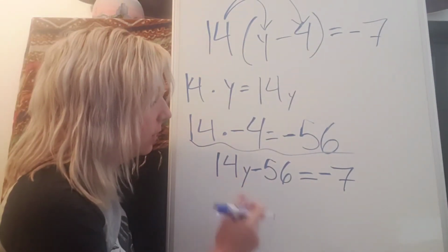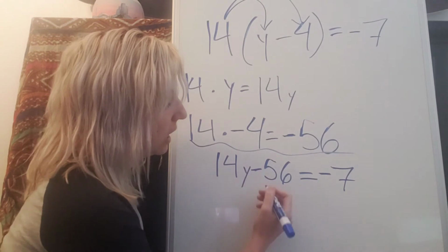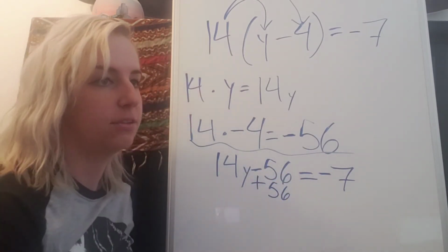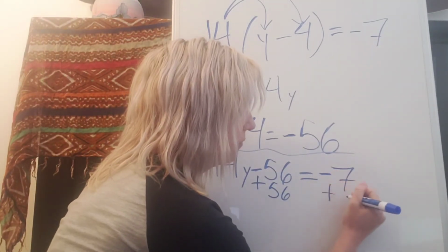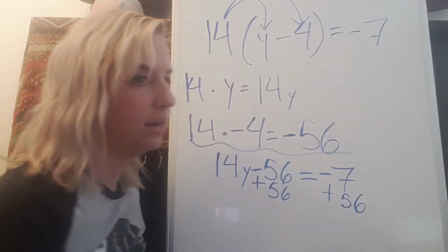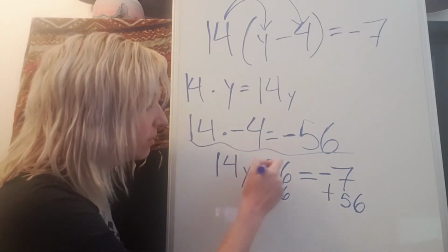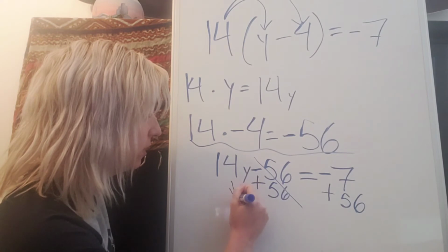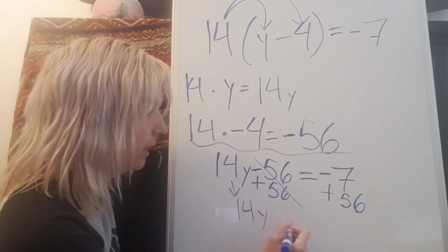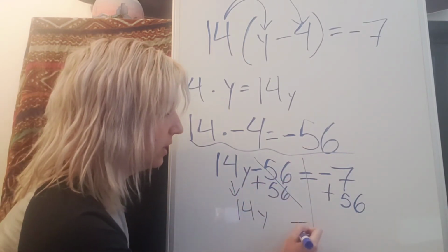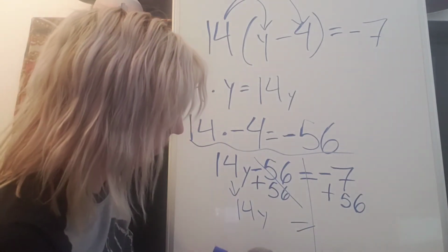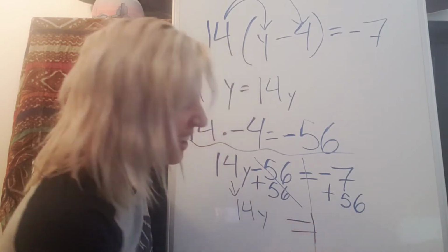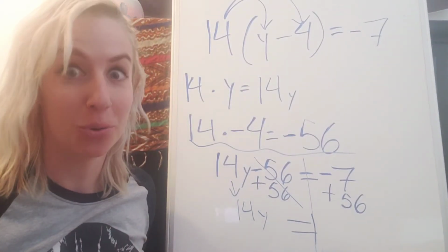Now, again, trying to get y by itself, the opposite of subtraction is addition. If I add 56 on this side, that means I have to add 56 on the other side as well, okay? This is going to cancel out over here. This doesn't change. I still have 14y, right? Here, I'll do my line. And that is equal to, whew, that's not a great equal sign. Let's try that again. It's still not great. We're going with it.